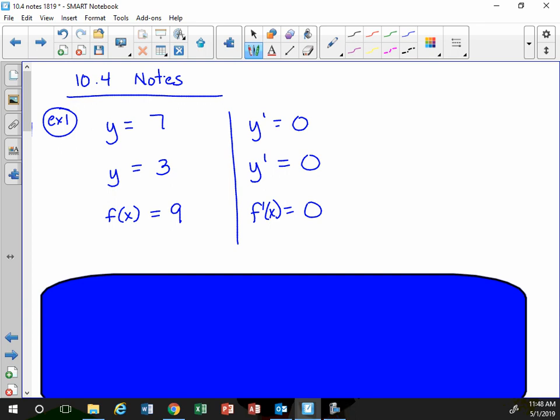So what are these? Like what's 7, 3, and 9? Lines. Okay, so the horizontal lines, yes. What kind of numbers are those? Whole numbers. Yes. Natural. Real. Constants. Constant is what I care about. All right, so we're going to start with the constant rule.